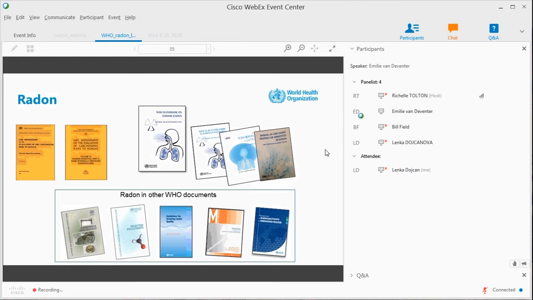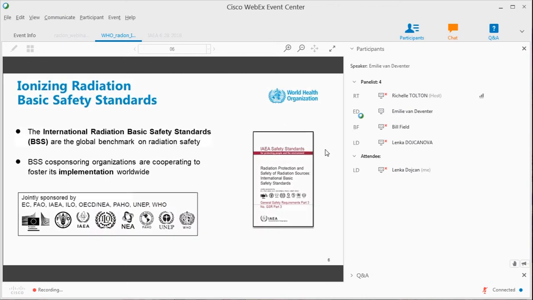We also are trying to include radon in many other documents of WHO, mostly dealing with water safety and indoor air quality. And as was mentioned by Michel, we very much work with other international organizations to implement all the requirements that have been set in the International Radiation Basic Safety Standards, which include specific requirements on radon with respect to public and occupational exposures.